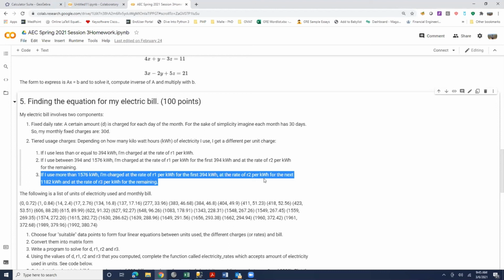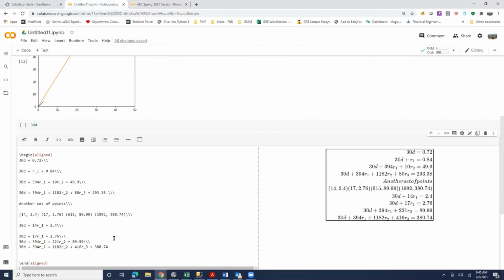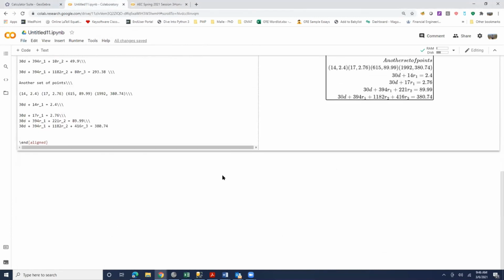That's how the bill is. Actually, this is exactly how my electricity bill is. So I just opened my electricity bill and gave you the numbers.